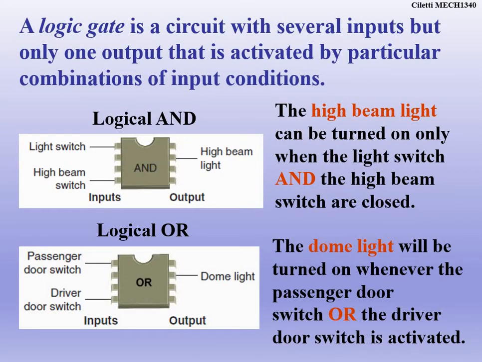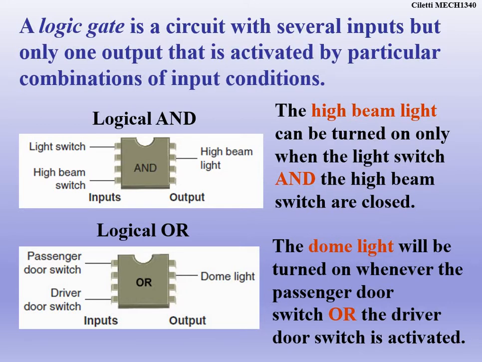Okay, so we're going to start talking about when we speak logically, we're going to speak with AND, OR, and NOT in our vocabulary: ands, ors, nots. Okay, so if we take a look at an example, right, the high beam light can be turned on only when the light switch and the high beam switch are closed, right? The lights need to be on, but the high beam needs to be closed, right? So that's how we're going to turn on the high beam light, okay?